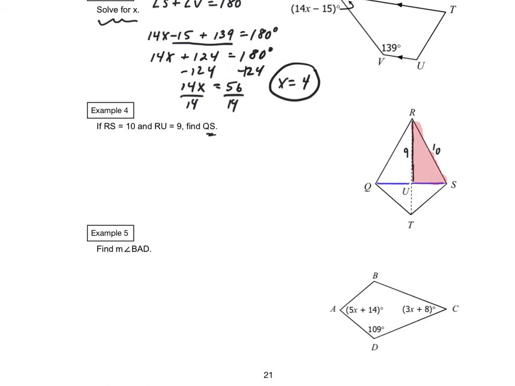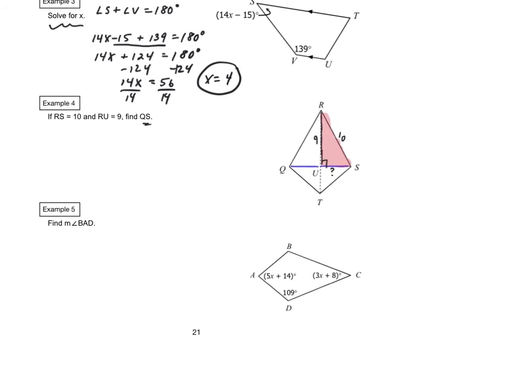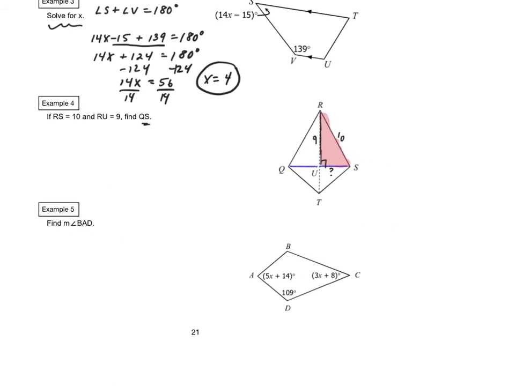I can find out what a missing value is by using the Pythagorean Theorem, because it is a right triangle, since the kite's diagonals intersect at 90 degrees. So I could use the Pythagorean Theorem to find out what US equals. So I could say here, A squared plus B squared is equal to C squared using my Pythagorean Theorem. And RU squared plus US squared is equal to RS squared.